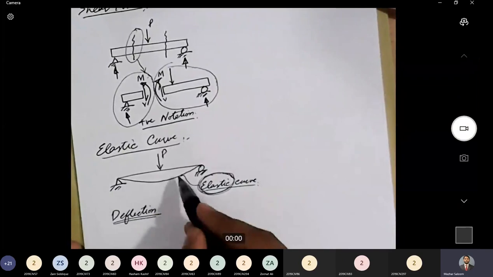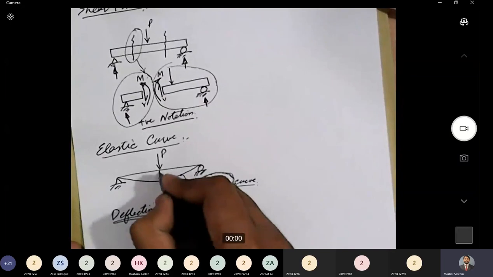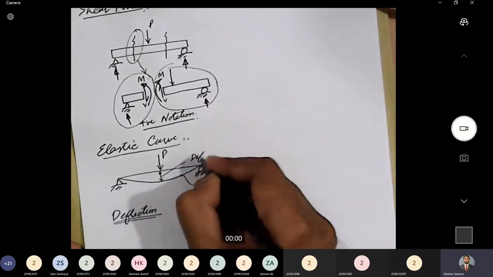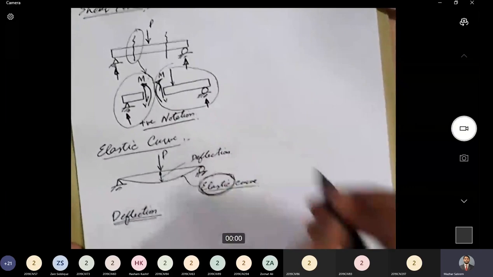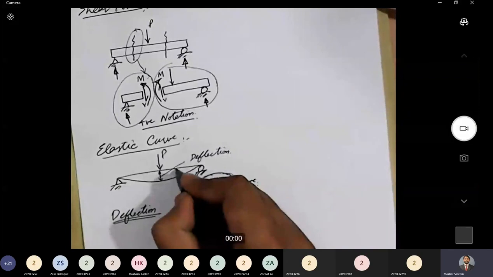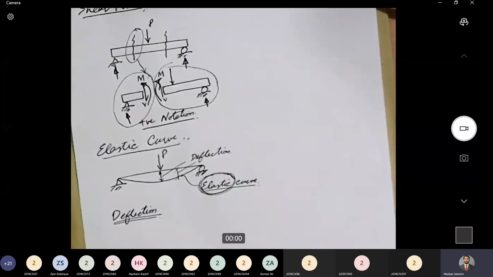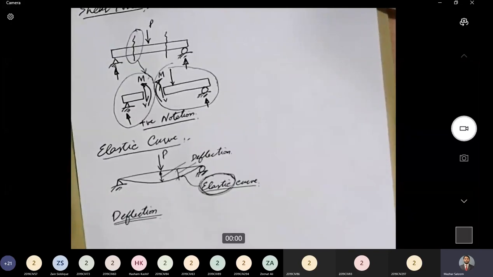Now, if on this diagram I want to mark the deflection, here is the deflection. And deflection for every point is different. Like this is deflection, similarly this is also deflection. So the movement of any point on any structural member from the undeformed reference axis is termed as deflection.